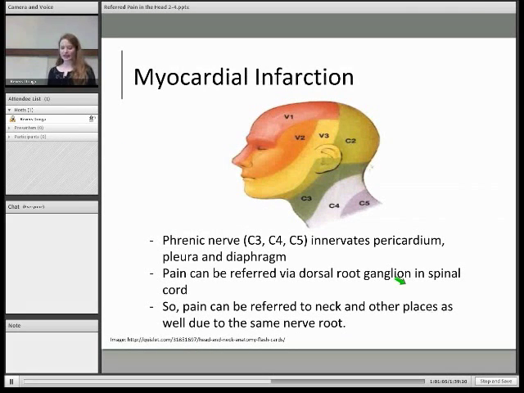So we know that the phrenic nerve, roots C3 to C5, innervates the diaphragm, the pleura, and the pericardium. And as Phoebe mentioned earlier, dermatomal pain can be referred through the dorsal root ganglion of the spinal cord. So C3 innervates the neck region, therefore pain occurring in the pericardium can be referred to the neck, as well as other places like the shoulder, the arm, and the jaw, just because they all share the same nerve root.